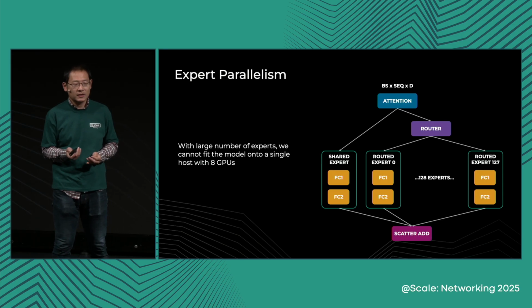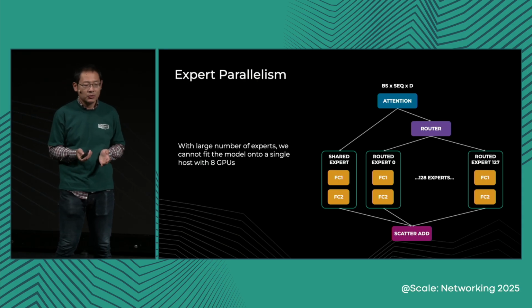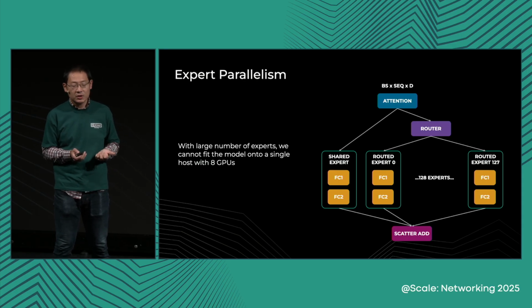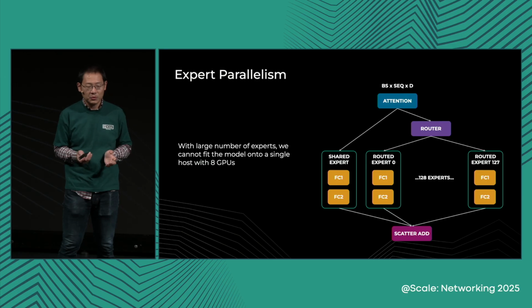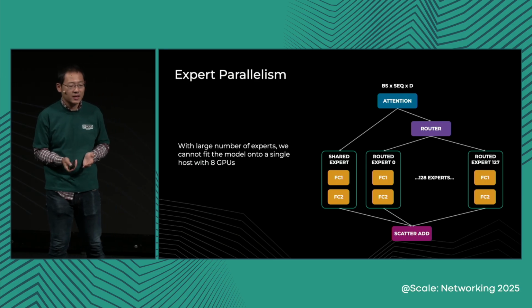The active parameter count of the Llama 4 model is only 17 billion parameters, combining the shared expert and 1 routed expert, and we have 128. So it's really big, and we cannot fit it.